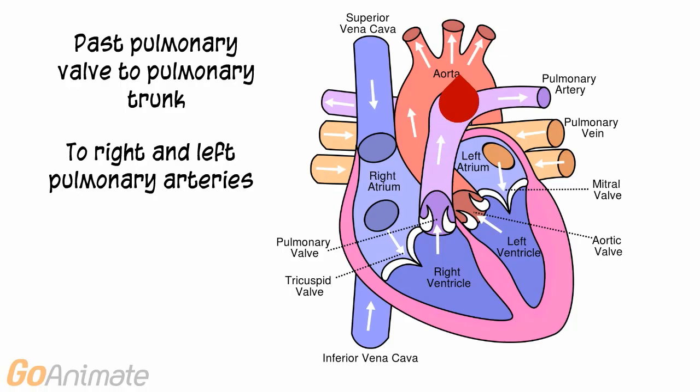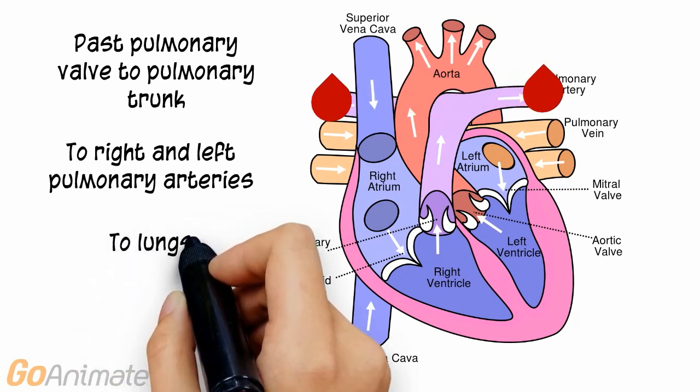Blood flows from the pulmonary trunk to the right and left pulmonary arteries. An interesting fact is that these are the only arteries in the body that carry deoxygenated blood. Blood now moves into the lungs for oxygenation.